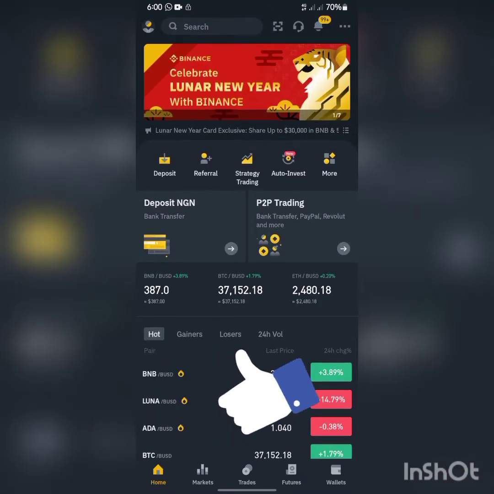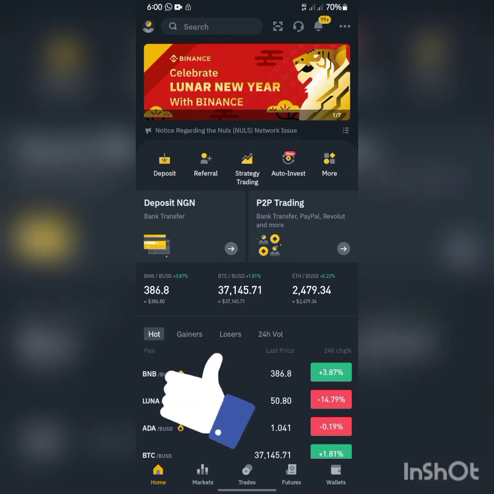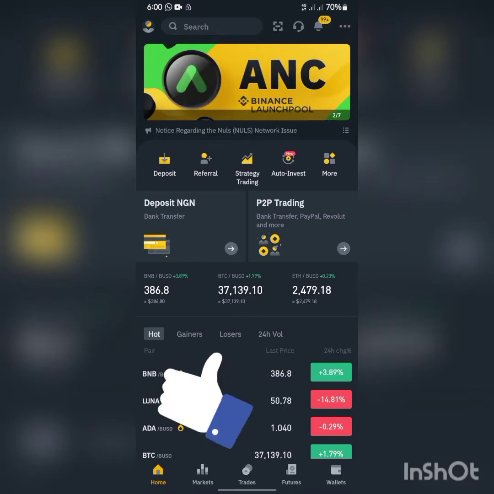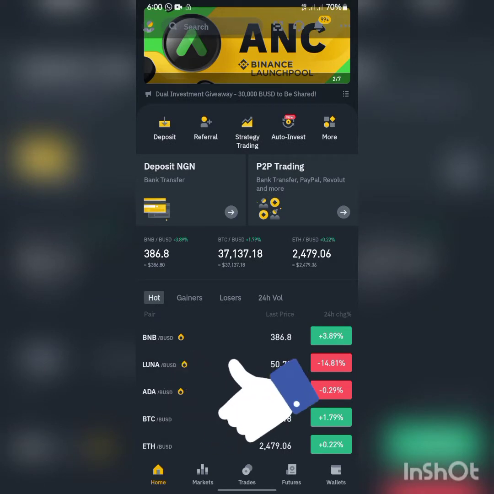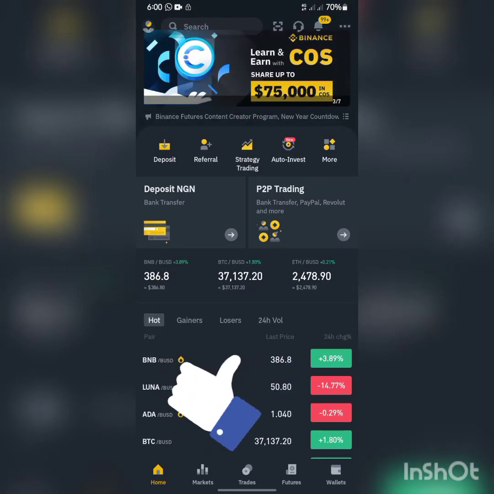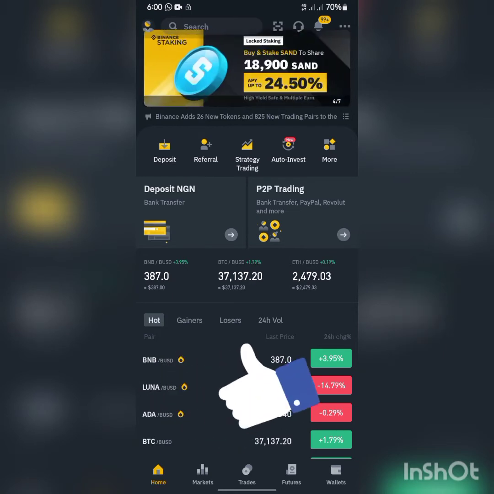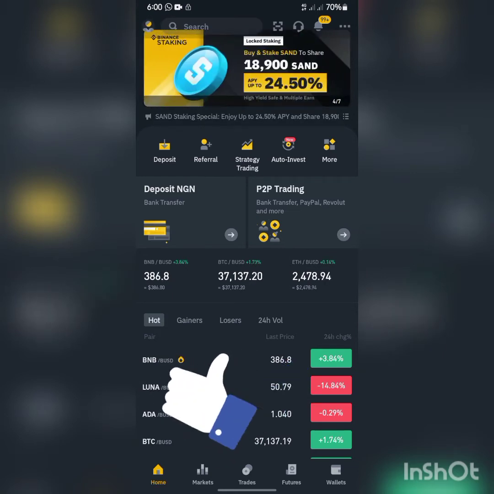After installing the Binance exchange on your device, the next thing you have to do is make sure you deposit, either using P2P or your credit card, depending on where you are. After depositing, the next thing you have to do is to buy.